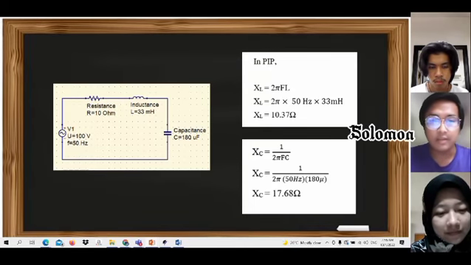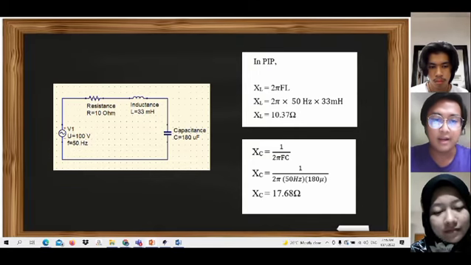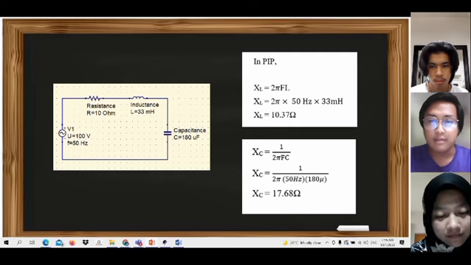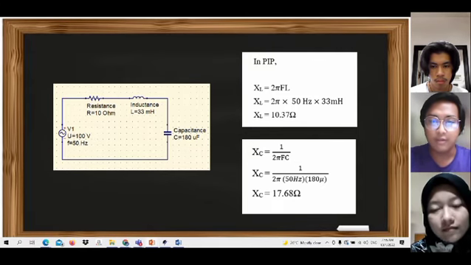The next question that I'll be presenting is also the same AC circuit, but in these circumstances, the inductance and capacitance are given in the units of Henry and Farad. According to the principle of instrumentation and measurement that we studied in another subject, the inductive reactance is equal to 2 pi f multiplied by the inductance. So we've got 2 pi multiplied by 50 hertz, the frequency given on the diagram, times 33 Henry. So we've got 10.37 ohms.